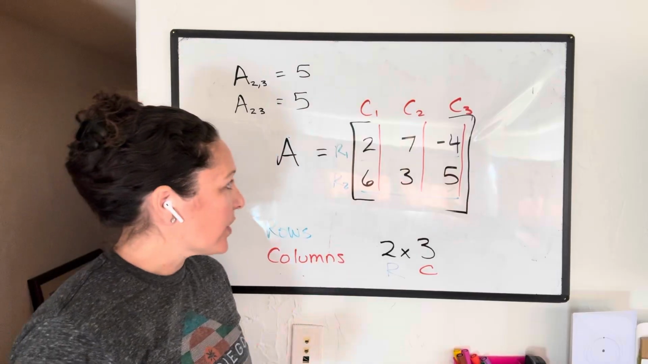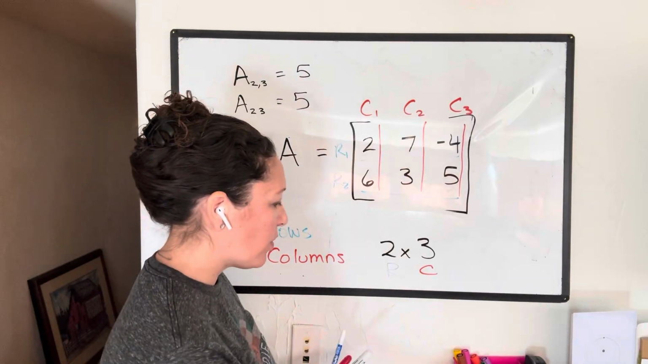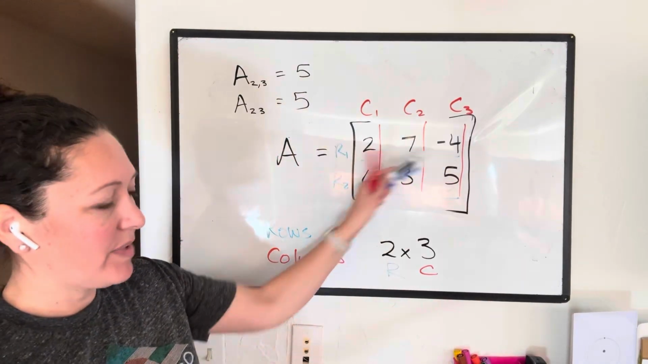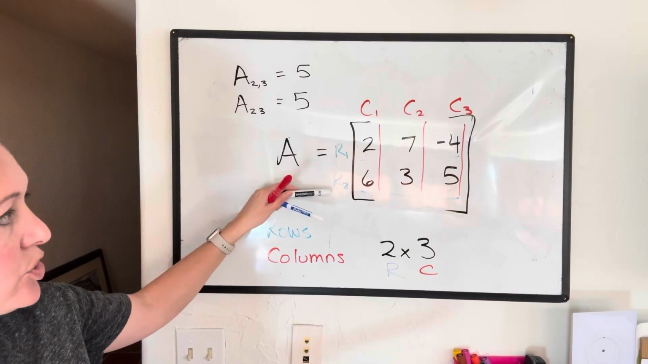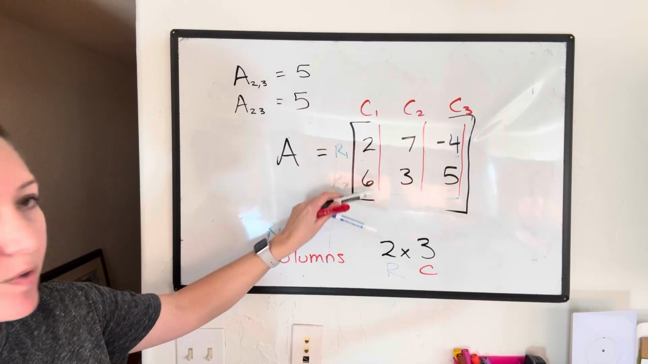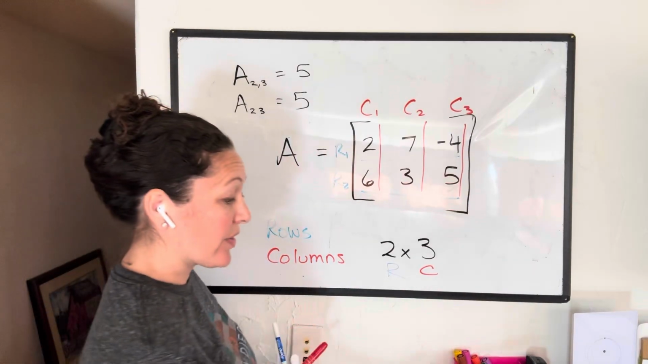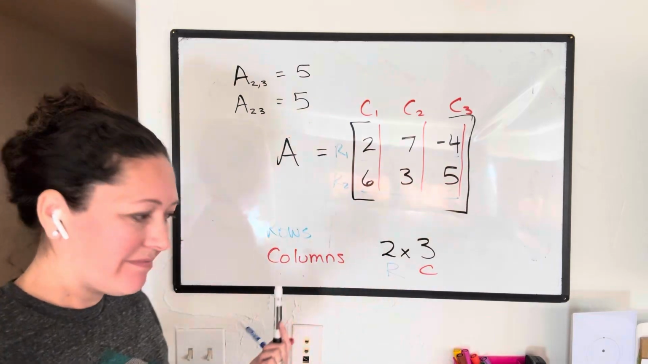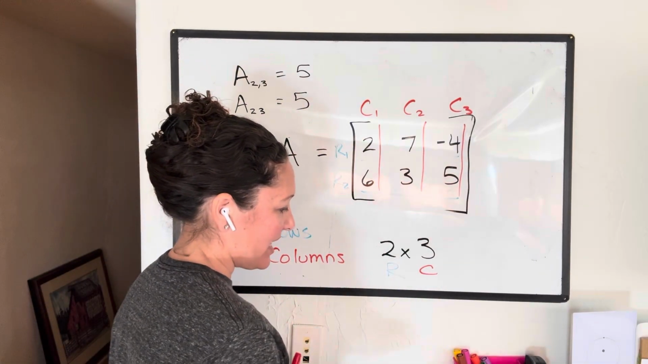And you could ask another one. You could say, what's element 1, 3? That would be -4. What's element 2, 1? That would be 6, okay? So that's how they're reading the matrix. Easy, huh? Totally, they got this down.